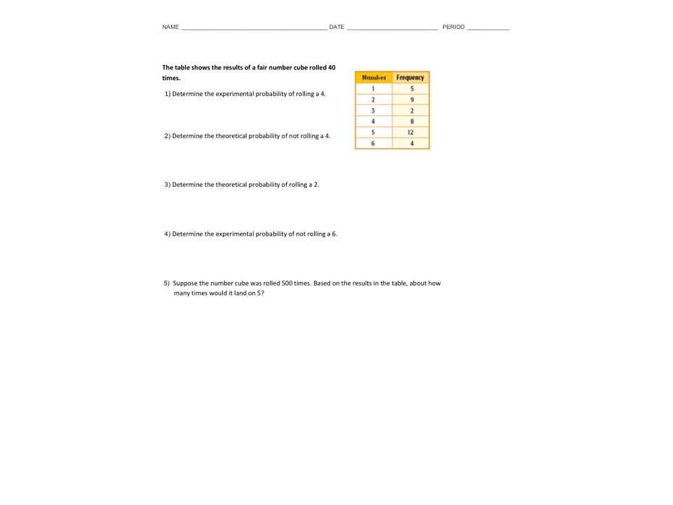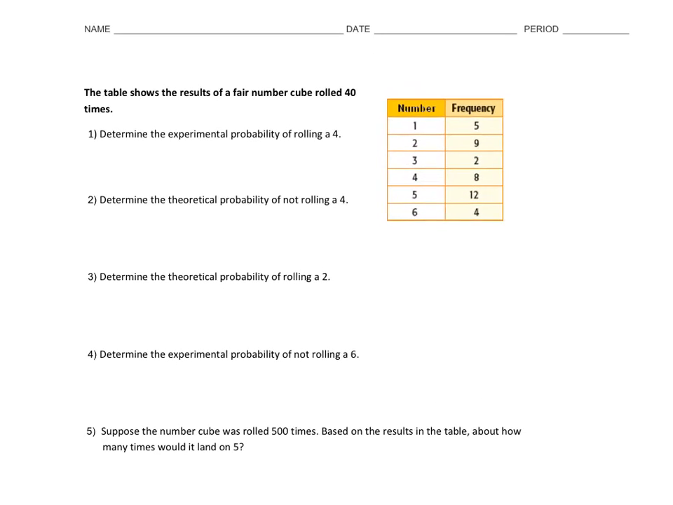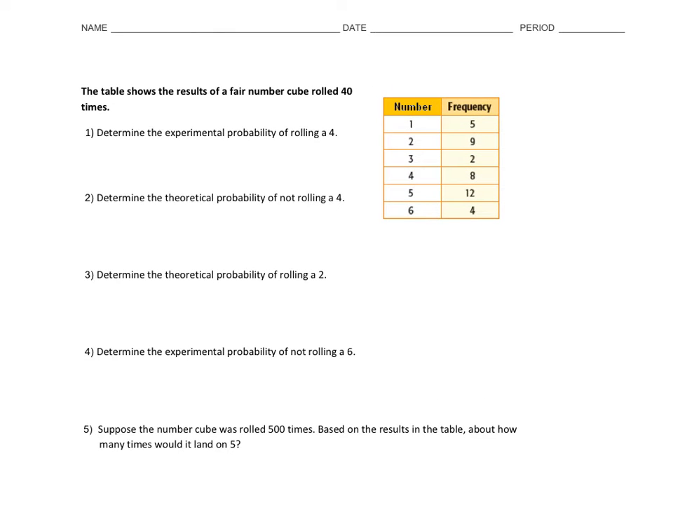Okay. So look at this. This is where we start having to flip back and forth, and I really need you to stay with me. It says the table shows the results of a fair number cube rolled 40 times. Determine the experimental probability of rolling a 4. So the experimental probability is 8 out of 40, which reduces to 1/5. So that's it. Not too bad, okay?